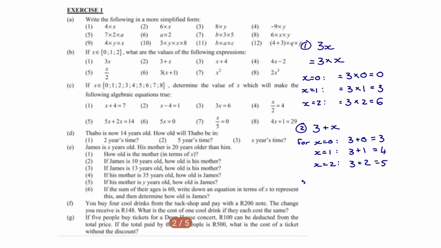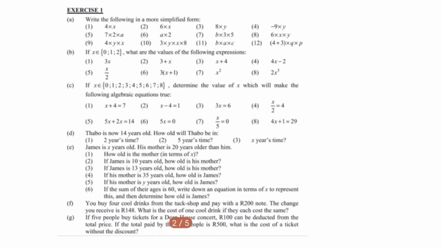Right, let's look at number 5. The question is x divided by 2. Remember that x over 2 means it's x divided by 2. So, for x equal to 0, it will be 0 divided by 2, which is 0. Then for x equal to 1, it will be 1 over 2, and you can leave it as that. That's a half. Then for x equal to 2, we will have 2 divided by 2, which is 1.